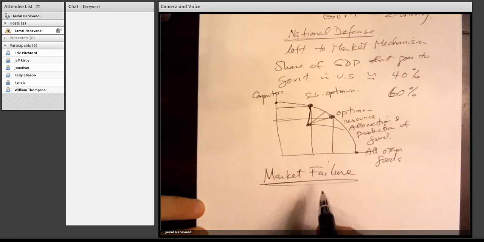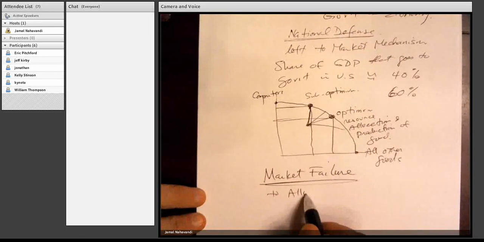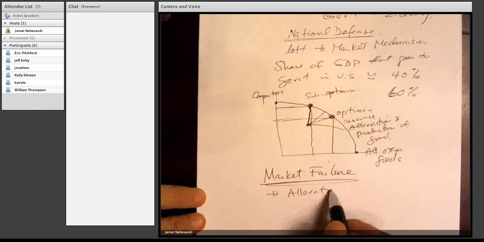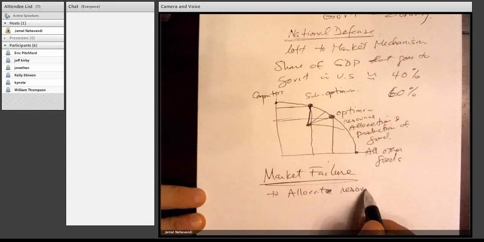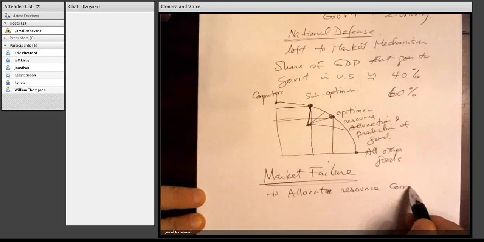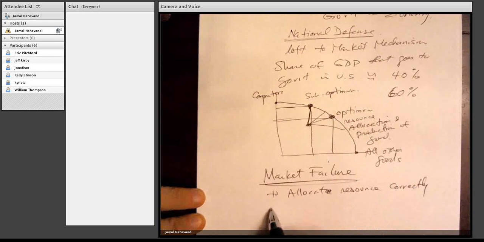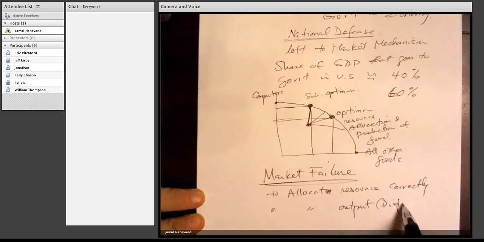Markets fail to allocate resources correctly and fail to allocate output or distribute correctly.